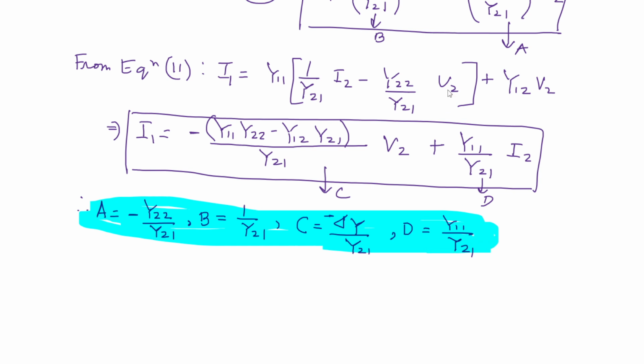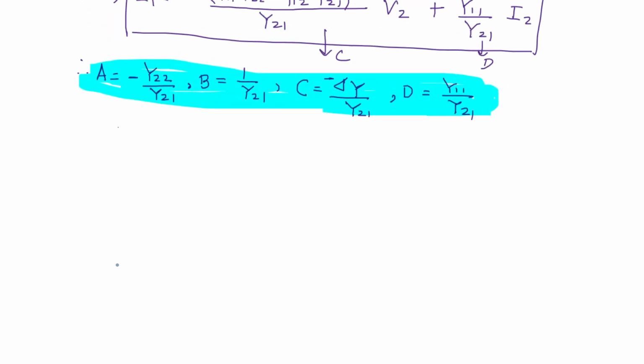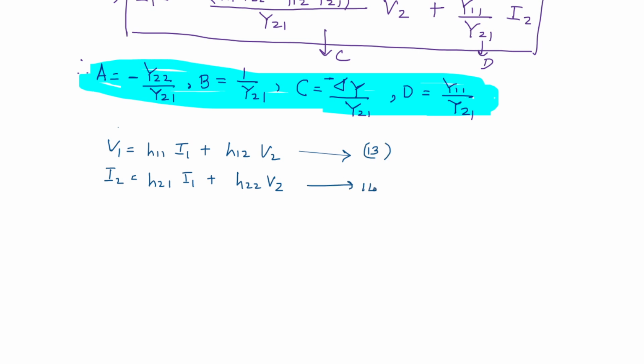Next, we have left hybrid parameter in terms of Y parameter. So we write down the first equation. V1 is equal to H11 I1 plus H12 V2 and I2 is equal to H21 I1 plus H22 V2. So this is equation number 13, I think. Yeah, equation number 13. This is equation number 14.